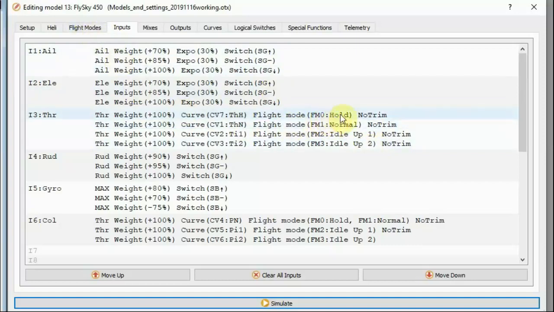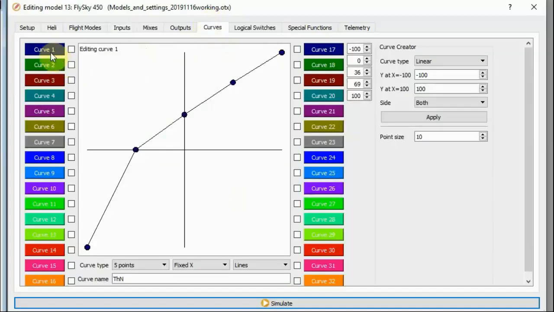If we're in flight mode 0, which is hold, the throttle is varied according to the hold curve. If we're in flight mode 1, which is normal mode, throttle is varied according to the throttle normal curve. If we're in flight mode 2, which is idle up 1, throttle is varied according to the idle up 1 curve. If we're in flight mode 3, throttle is varied according to the idle up 2 curve. These curves are defined on the curves page.